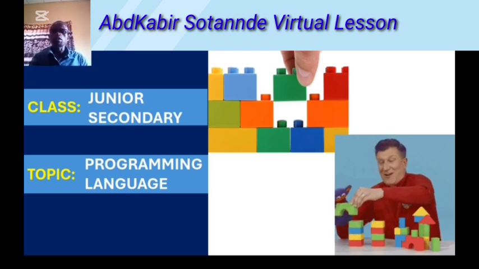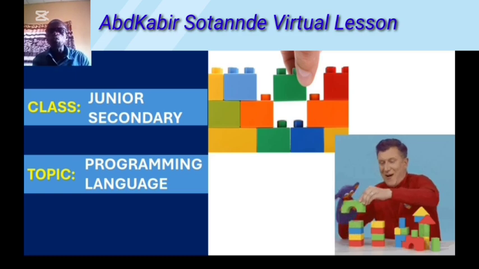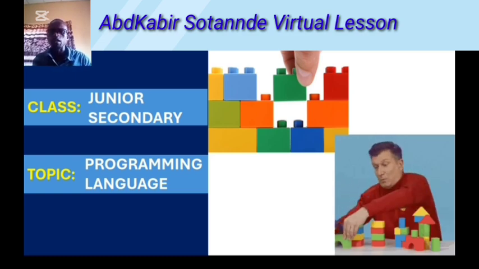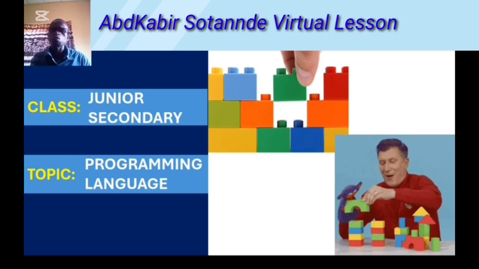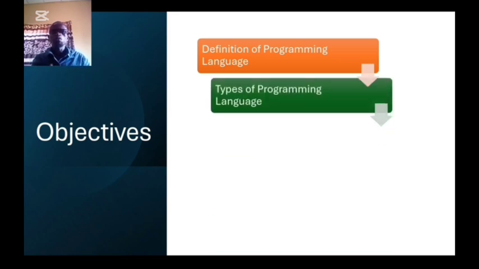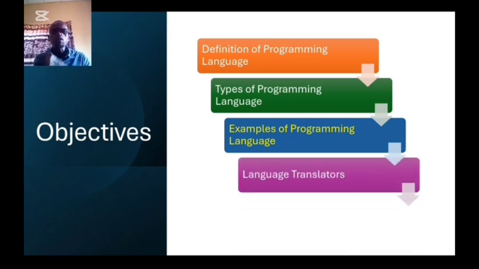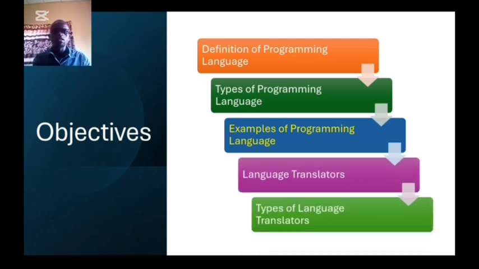The topic today, programming language, is the language of the computer. The language that we use to give instruction to computer so that it can do what we want it to do for us. In today's lesson, we want to cover the meaning of programming language. We want to look at the types of programming language, different examples of programming language, what we call language translators, and finally, we want to look at the types of language translators. Now, let us take them one after the other.